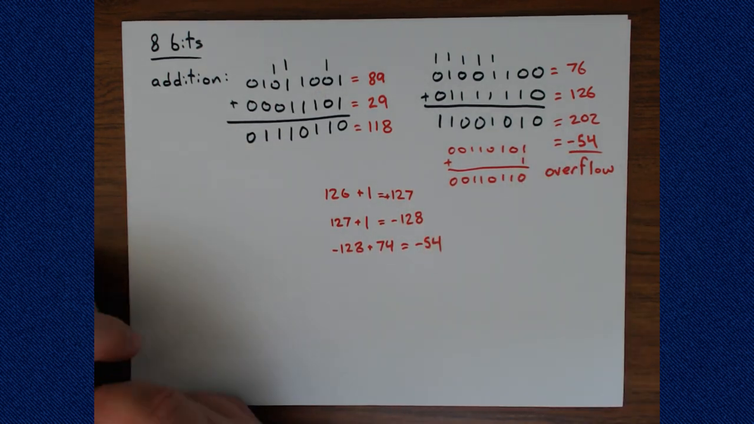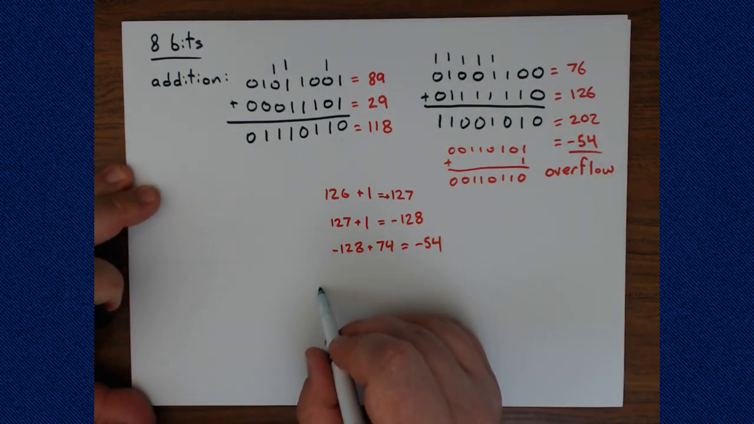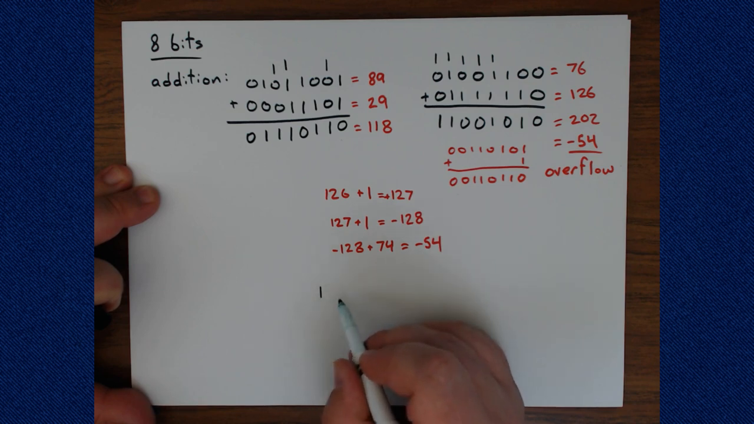All right, I want to do one more addition before we move on to subtraction. And this one is going to be real simple. Let's just do a 1 in the high bit and then a bunch of zeros.